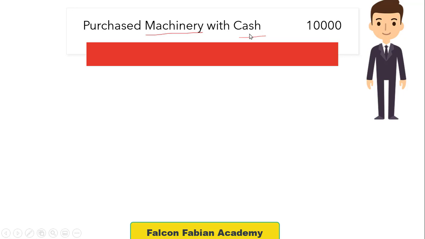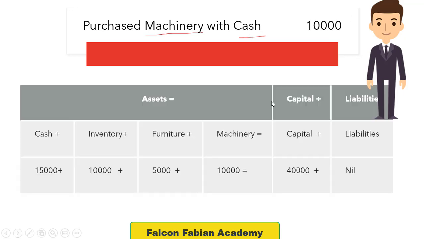Now let's see how our accounting equation is going to look like. So this is how our accounting equation is going to look like. Now machinery is an asset. Therefore, under assets, we'll have to add up one more column over here. So now the business has got four assets: cash, inventory, furniture and machinery. And the total of all these four should be equal to the total of capital plus liabilities.